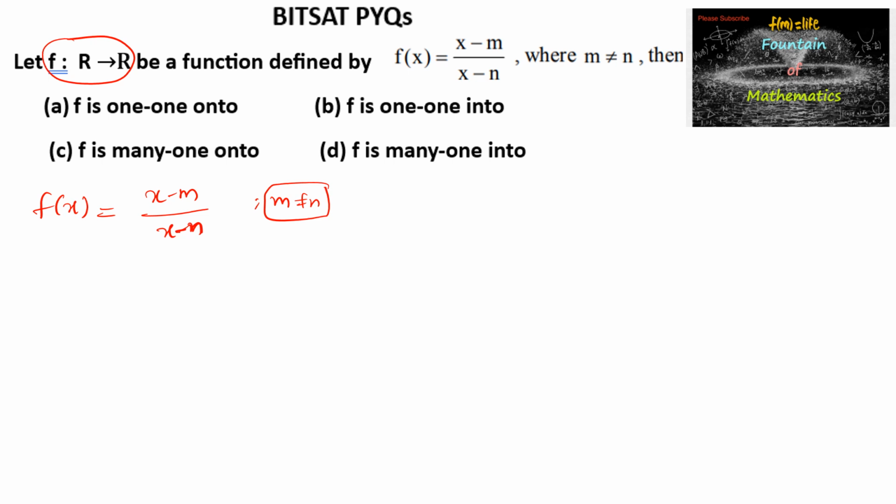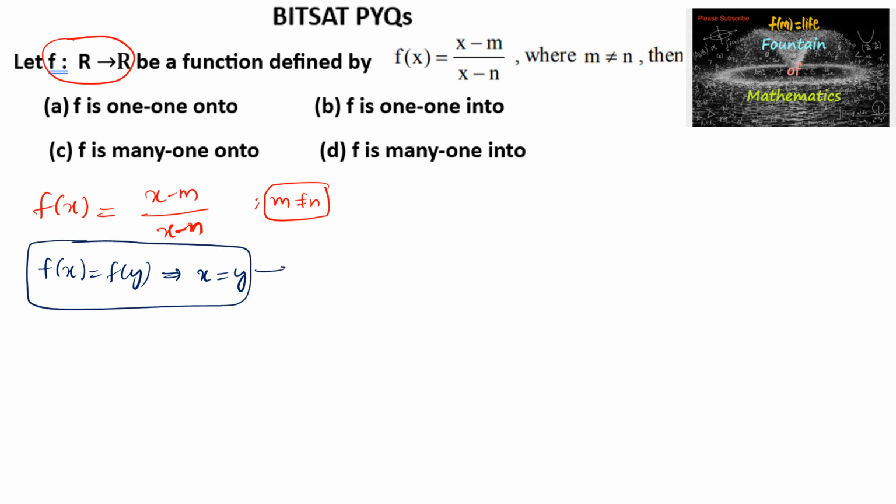We know that the condition for one-to-one is f of x is equal to f of y implies x is equal to y. This is the condition for one-to-one. So let us consider f of x, that is x minus m upon x minus n, is equal to f of y, that is y minus m upon y minus n.